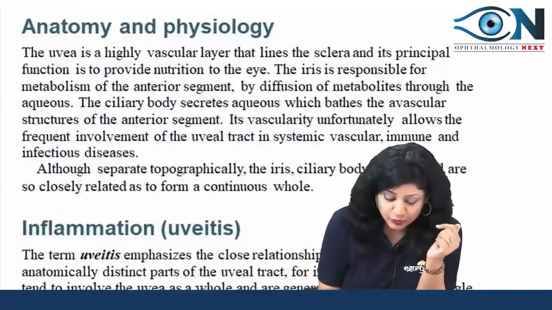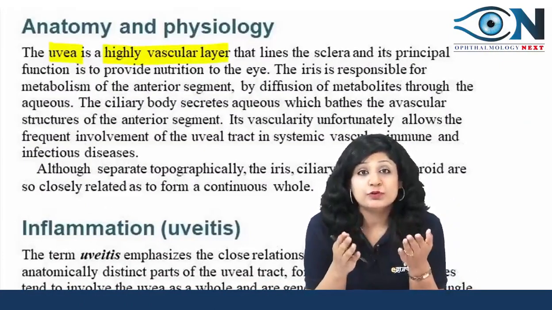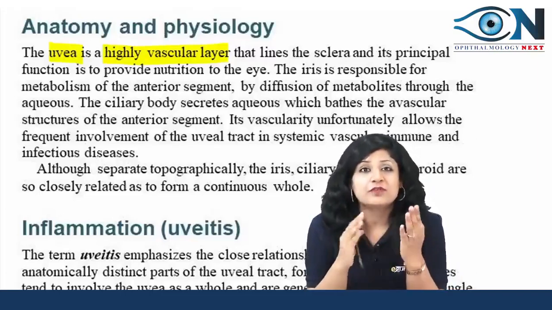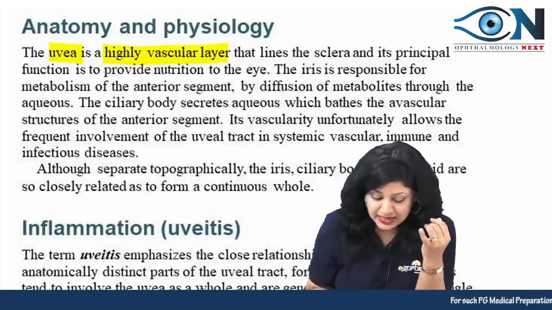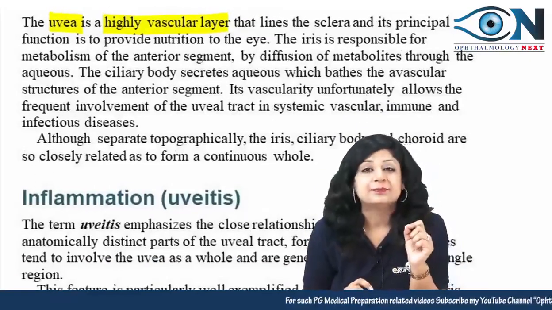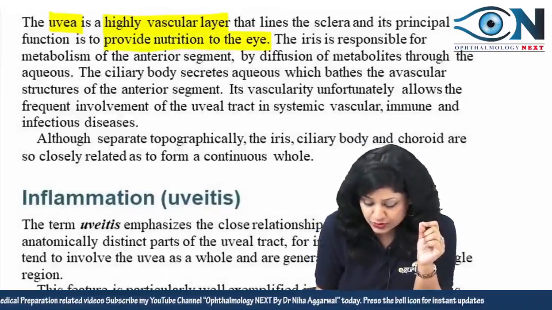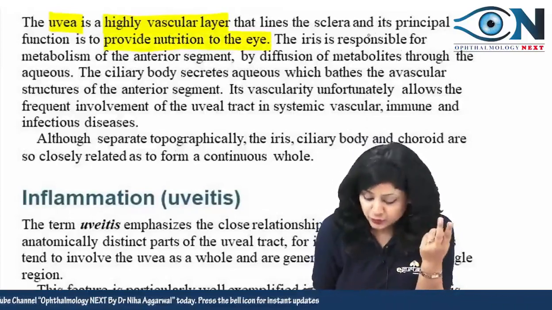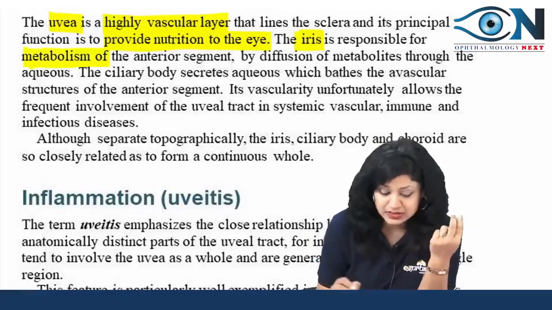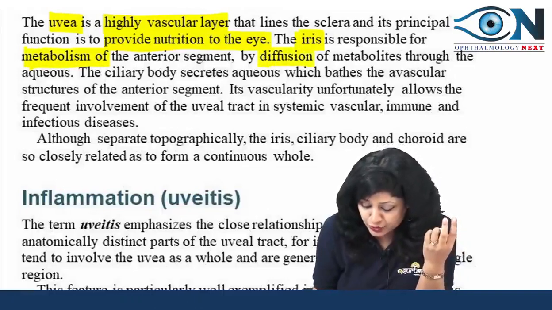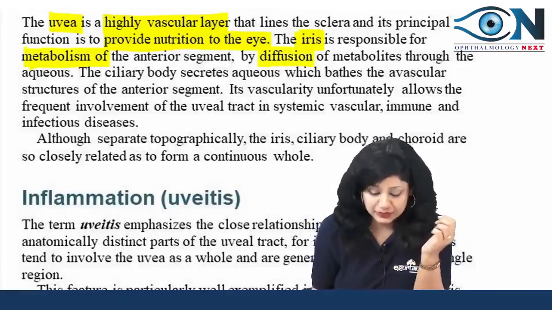Now, as we all know, uvea is a highly vascular layer, and those of you who have studied from me know that we always draw it with the red color because it is the most vascular part and it lines the sclera. So what is the prime function? If it is highly vascular, it is providing the nutrition to the eye, and then you have got the iris. This iris is responsible for the metabolism of the anterior segment by the diffusion of the metabolites. So metabolites are actually diffused through this aqueous humor.